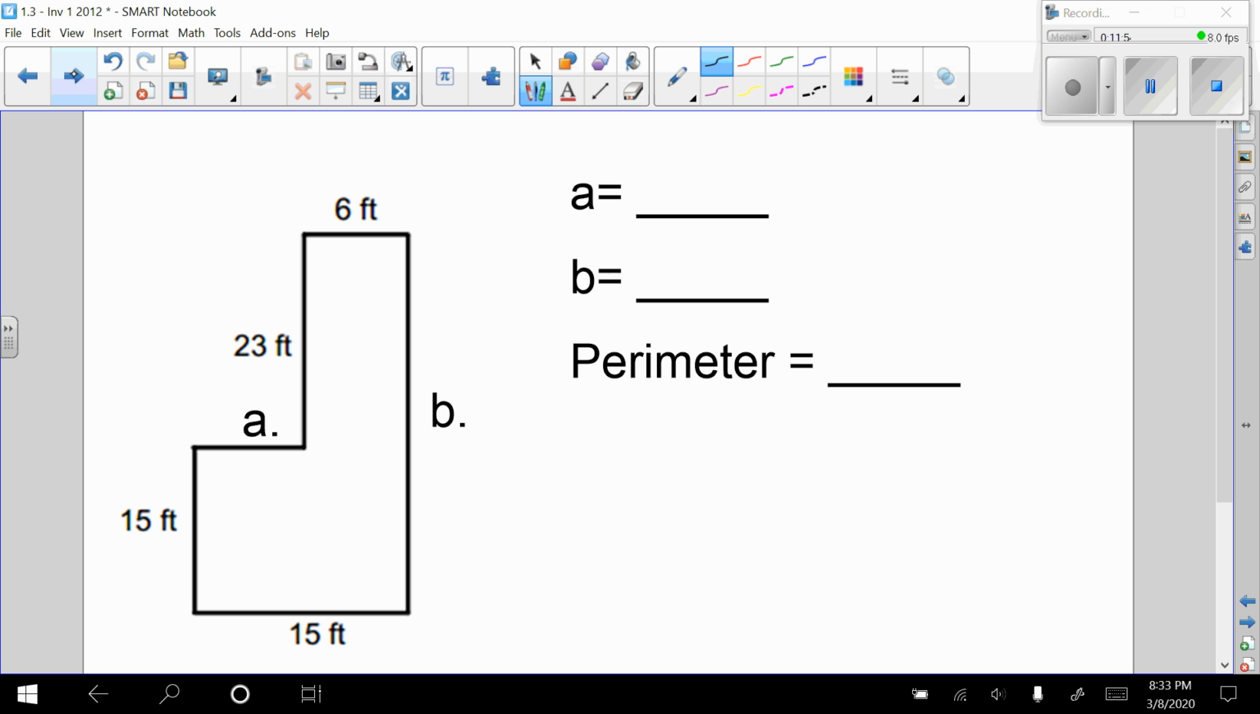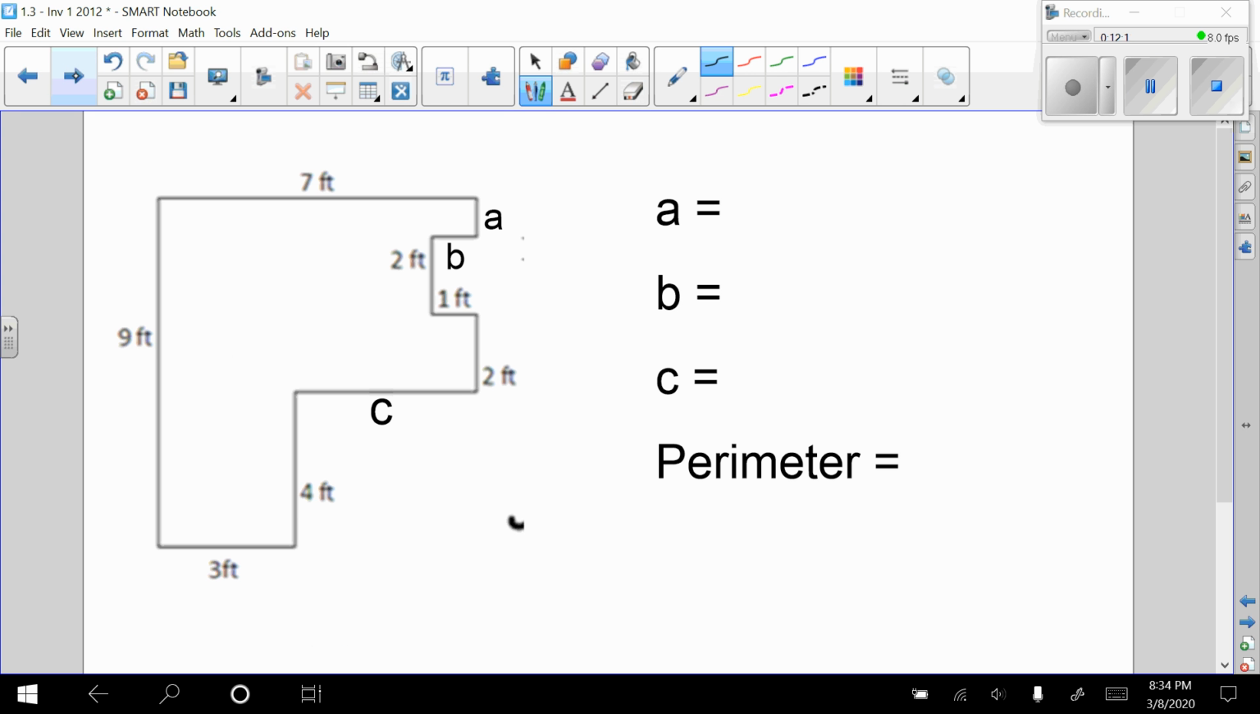All right, hopefully you did these and you're coming back to check. You should have got A was 9 feet, B is 38 feet, and the total is 106 feet. If you didn't, go back and check again, see what you missed.